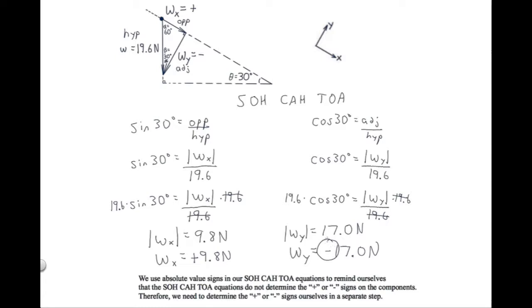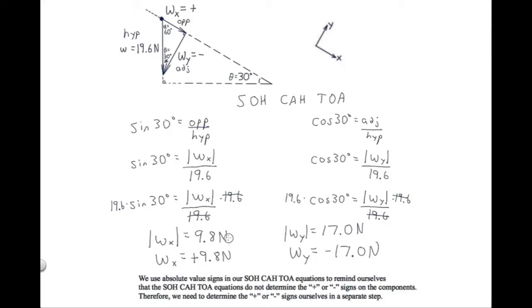Remember that if you force yourself to put a plus sign in front of positive components, you're more likely to remember the crucial negative sign in front of negative components. Also, if you use these absolute value symbols in your SOHCAHTOA equations, that will help you to remember that it's your job to figure out the plus or minus signs in a separate step. Now we're ready to put this data into our force table.